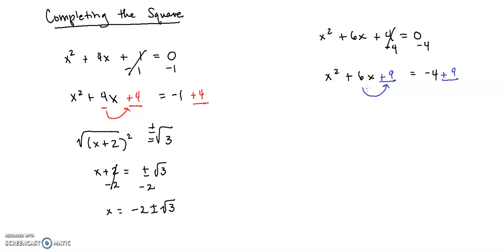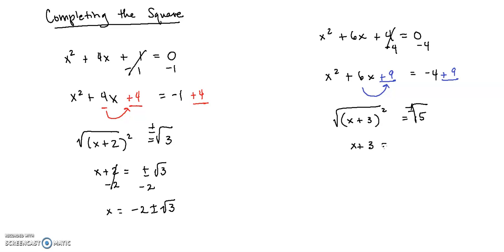And now we should be able to factor. So this factors as x plus 3 squared, okay, double in the middle, square on the end, or you can think of factors of 9 that would add up to 6 would be 3 and 3. And on the right-hand side, -4 and +9 would be +5. Now again, I've got something squared is equal to a number. I can take the square root.